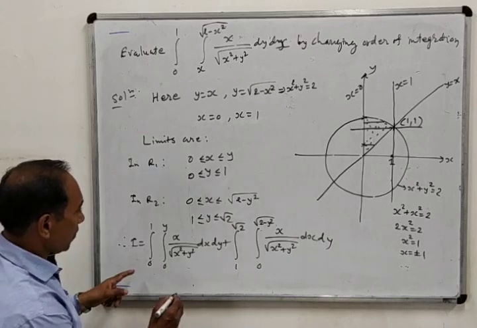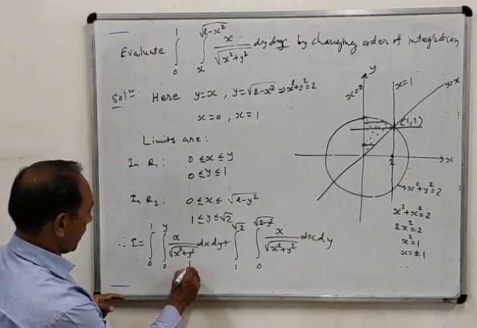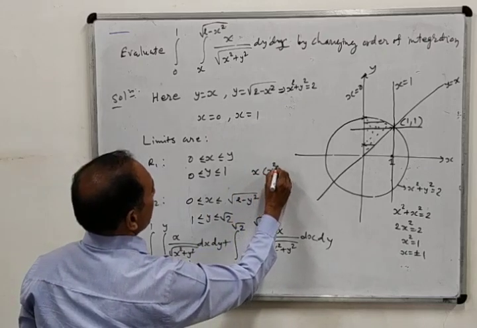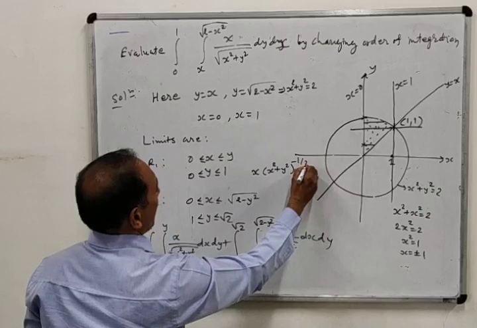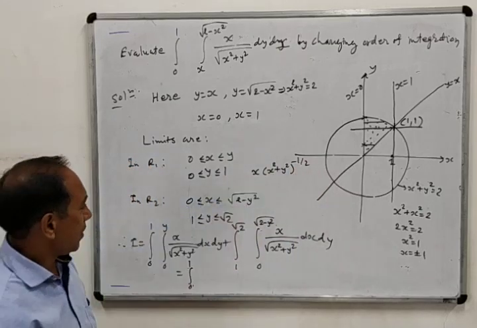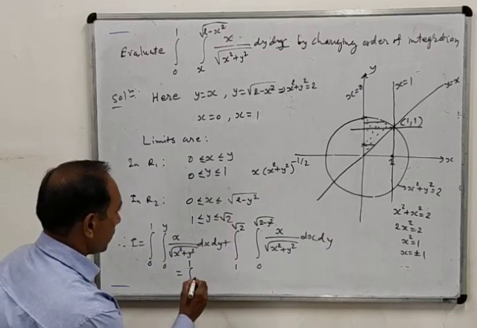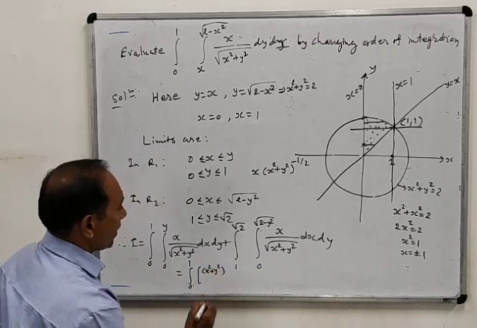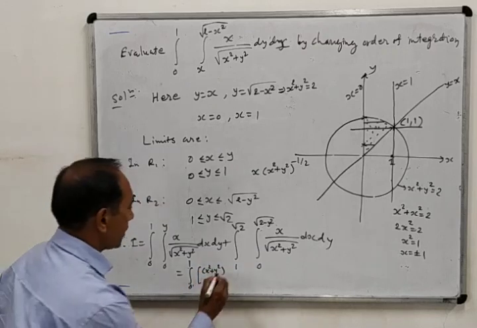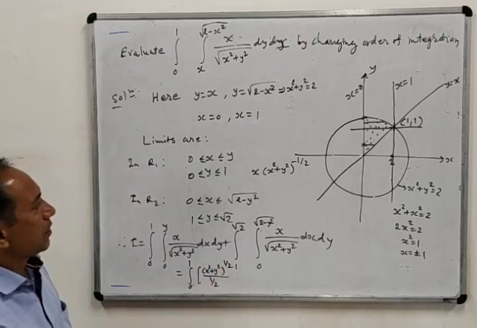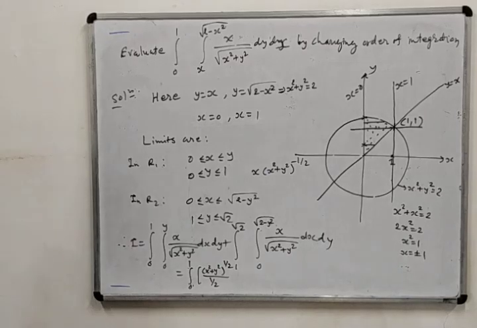So I will show you one first integration, 0 to 1. Here root of x square plus y square is there. That means this is of this kind, x square plus y square whole raised to minus 1 half. So here the derivative of x square is multiplied this way with the bracket. So the integration is nothing but x square plus y square whole raised to minus 1 half plus 1, that is 1 half, divided by 1 half. Okay, because we are integrating always in this way.